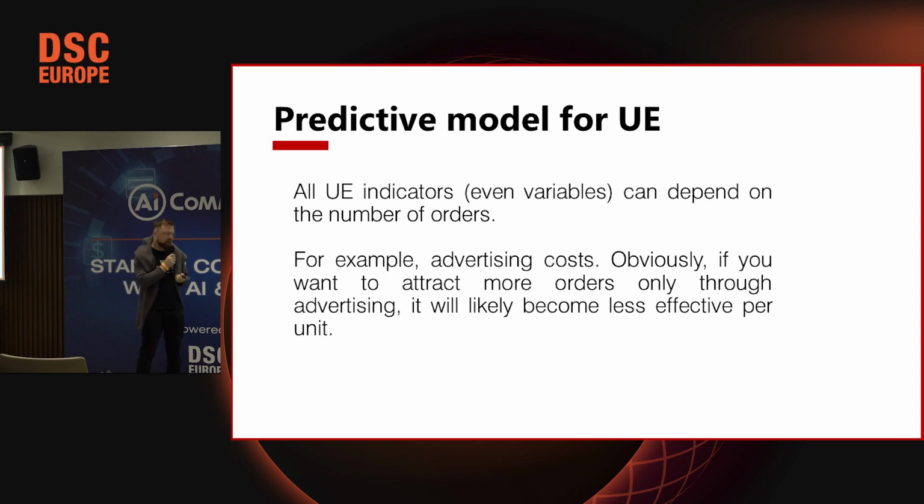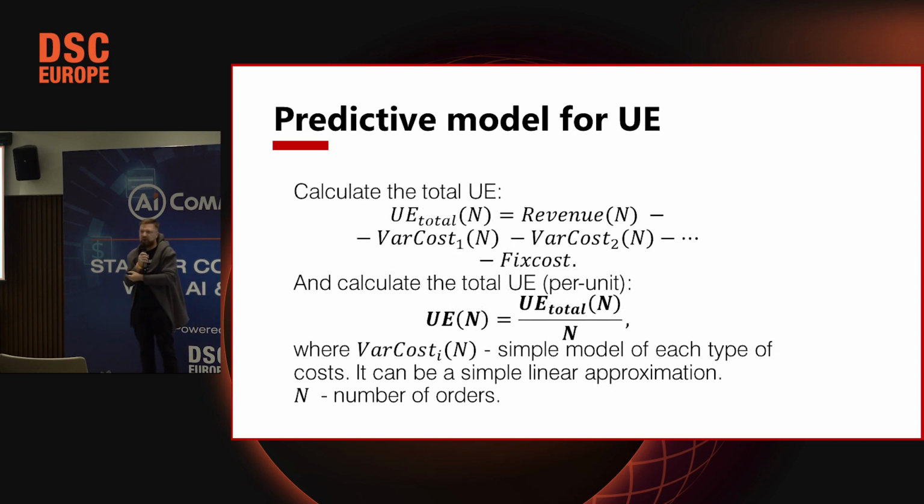And actually, it's very simple, in a general way, to get a prediction model. First of all, you need to get the dependency of your revenue on n. It's simple because you can just use average order value multiplied by the number of orders. It's just a simple linear model. And for each variable cost, you can build a simple model.